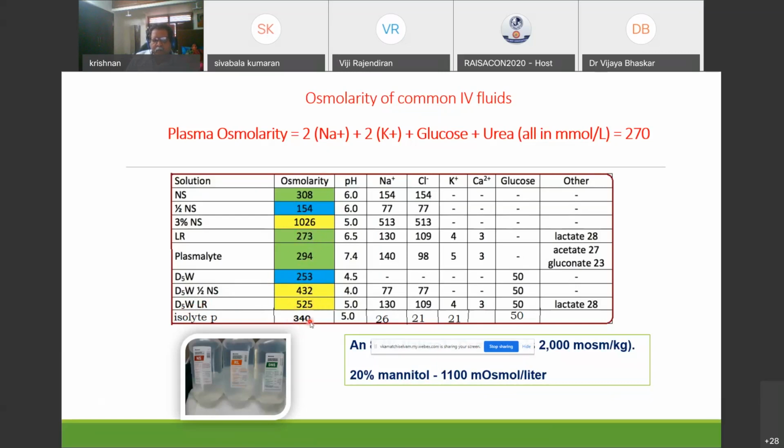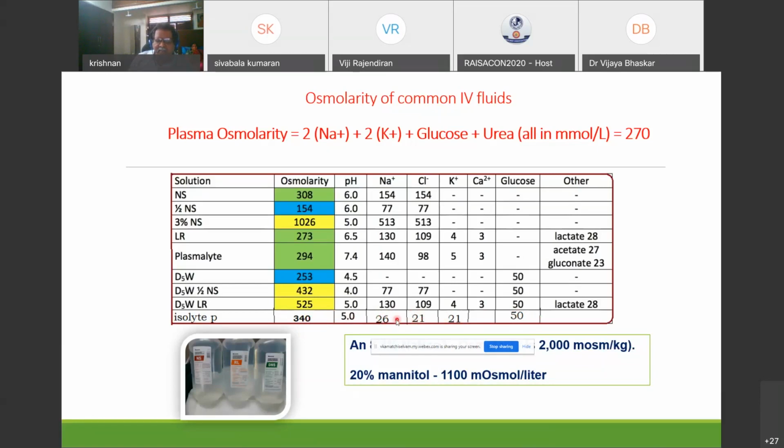Coming to our pediatric fluid, what we were previously using, isolyte P. Sodium is very low. Chloride is very low. Sugar is high. Because of the sugar, you get a 340 osmolarity. What happens when you give this fluid into the vein? The dextrose gets metabolized into water and carbon dioxide by aerobic metabolism. What is left behind is only 26 millimoles of sodium and 21 millimoles of chloride. So roughly you will get an osmolarity of around 50. So 50 osmolarity is very hypotonic.